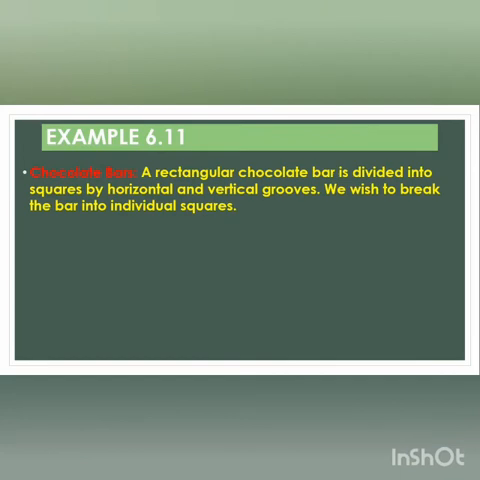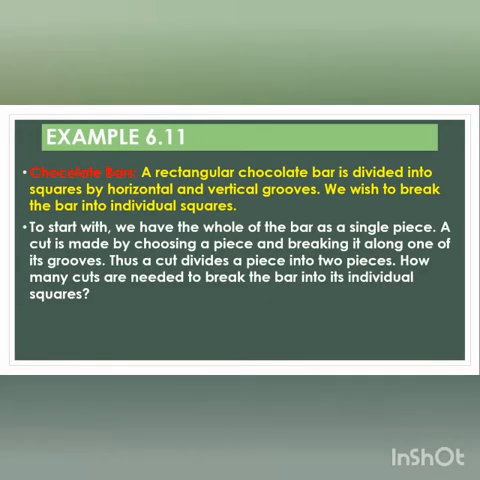Let us see an example. Chocolate bars. A rectangular chocolate bar is divided into squares by horizontal and vertical grooves. We wish to break the bar into individual squares. So, we have a chocolate bar divided by horizontal and vertical grooves. Then, we wish to break the bar into individual squares. At first, we have a single piece of chocolate bar.